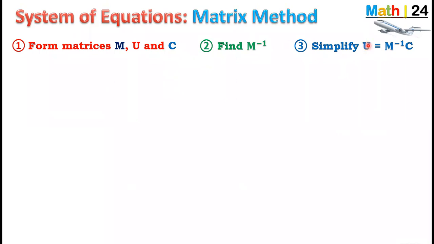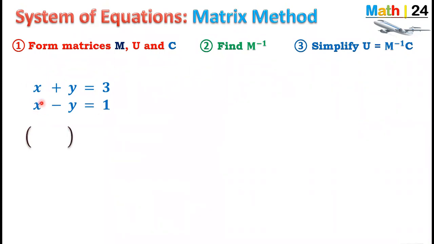So the values of x and y will just be equal to the inverse of the coefficient matrix times the constant matrix. So for example, let us solve this system of equations. We have x plus y equals 3 and x minus y equals 1. So in step 1, we form the matrices.